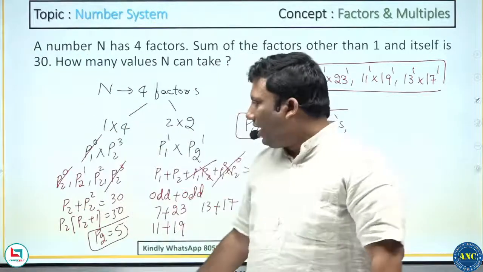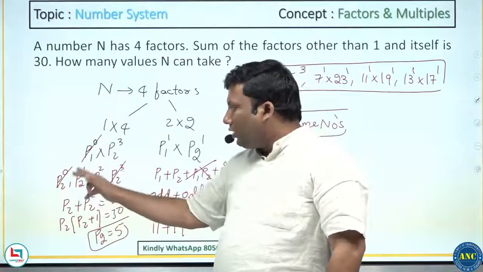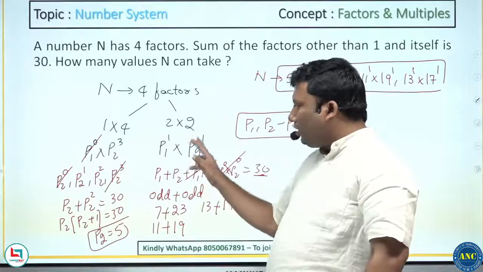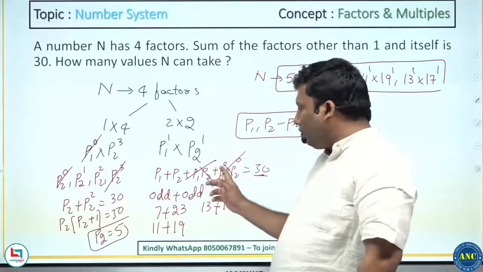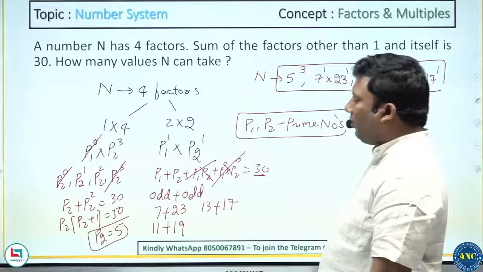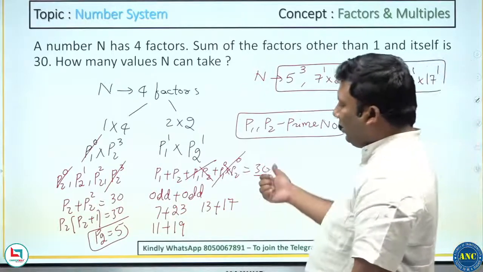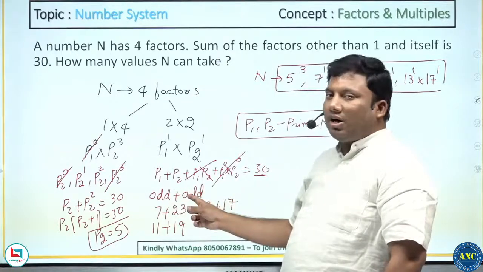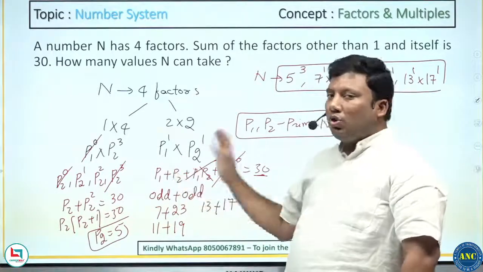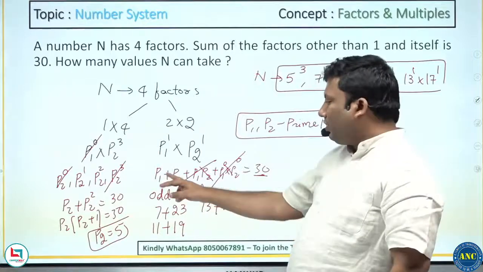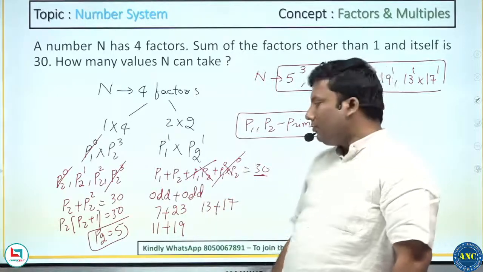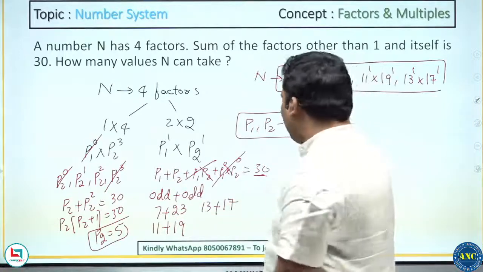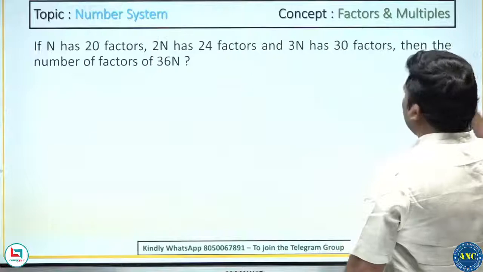Idea clear, right? Other than 1, P2 power 0 I took, and the number itself is P2 power 3. 1 I removed. 2 into 2, 4 factors. 1 and itself, 2 are removed. Remaining it is P1 plus P2, it is 30. 30 is an even number. Odd plus odd only can give me even, so P1 P2 cannot take 2. 3 plus 27, 30, 27 is a composite number. 5 plus 25, 30, it is a composite number. I hope the idea is clear.